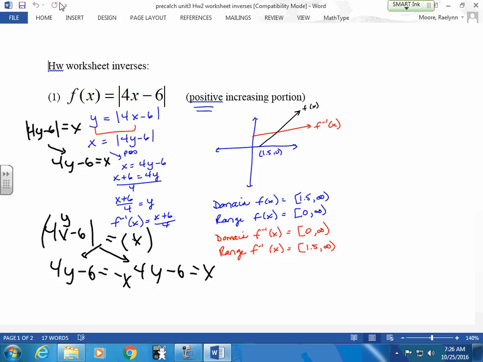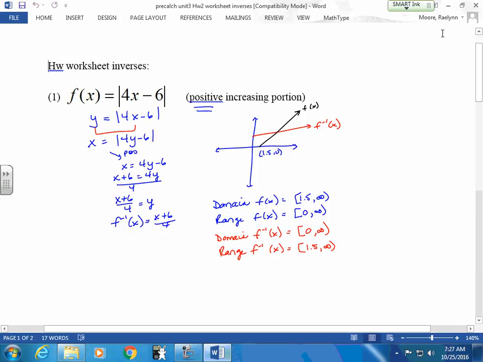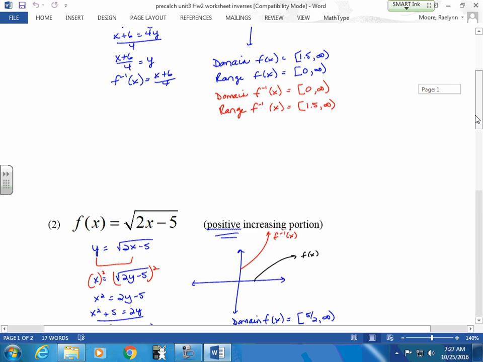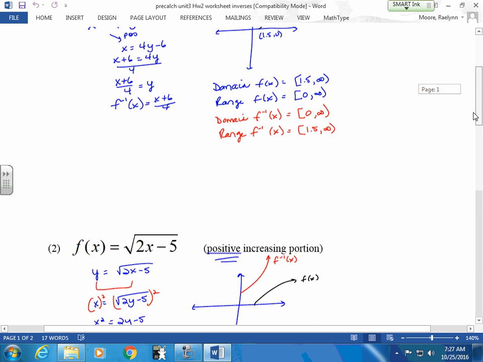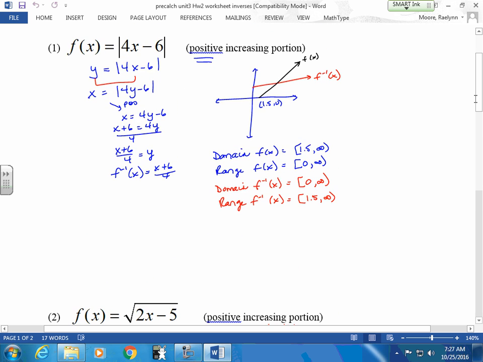We'll catch you all back up. Want me to move it up a little? Okay. So everybody's good with this one. Questions? No? Don't forget to restrict that domain, because that's going to give you a line. So don't forget to restrict this domain.